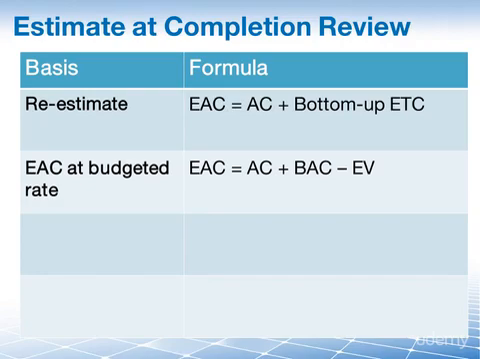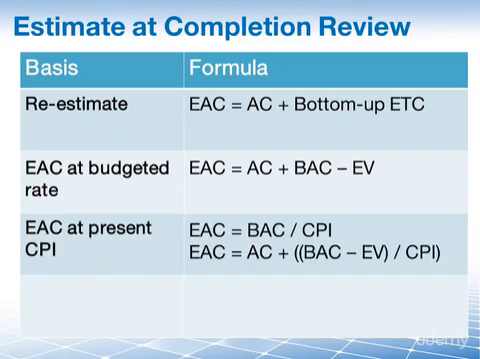The third formula is to calculate the estimate at completion based on your current performance index from the cost. You see that EAC is calculated as budget at completion divided by your cost performance index. Use this formula if you can rely on your current cost performance efficiency, but not on the planned rate on which the original estimate was based.